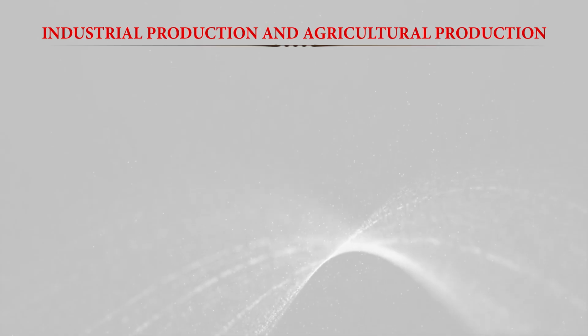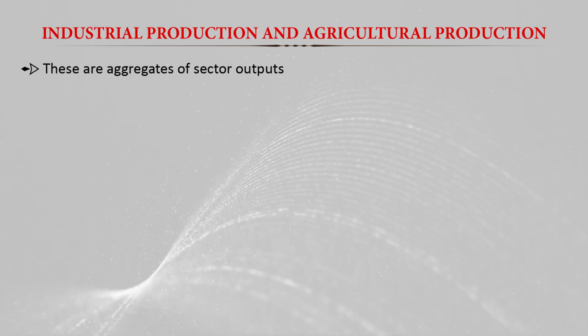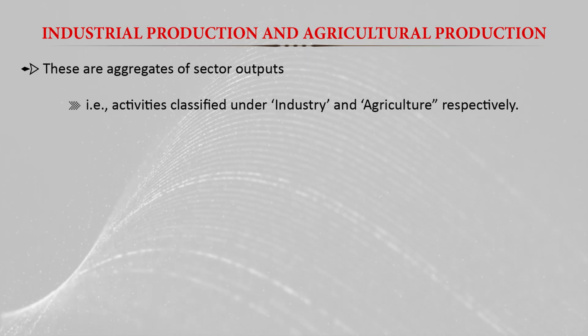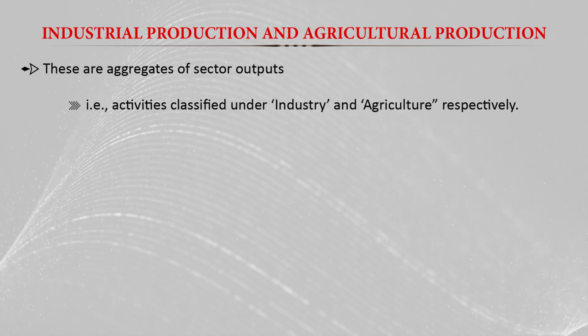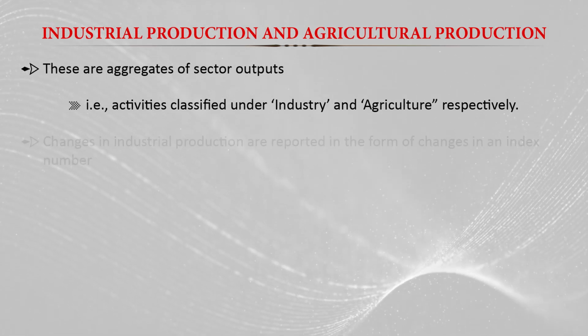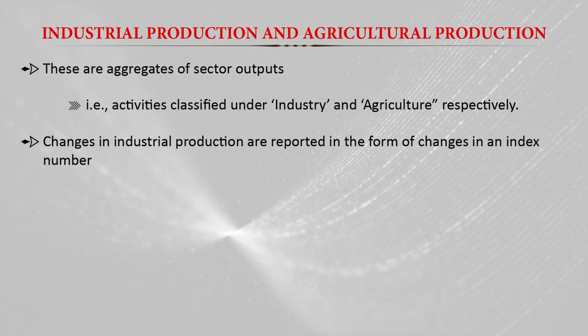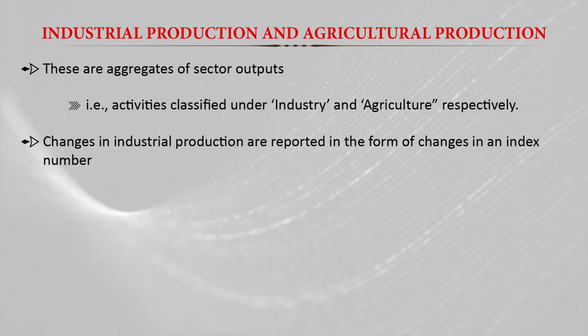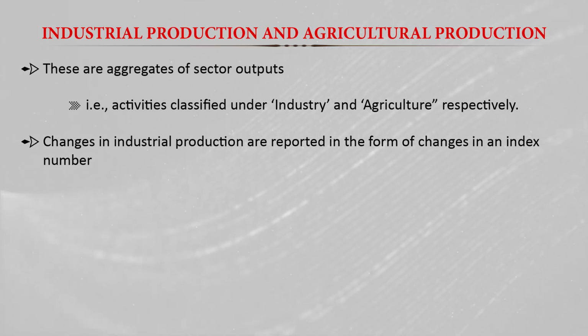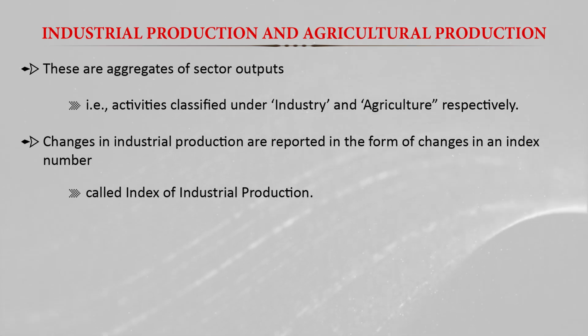Then industrial production and agriculture production are also important concepts, and basically they are also aggregates of the sector outputs, the output of the industrial sector or the output of agriculture production. So that is also basically aggregate output. Changes in industrial production are reported in the form of change in the index number. So basically we use the index number of sectoral production, the index of industrial production or the index of agriculture production.